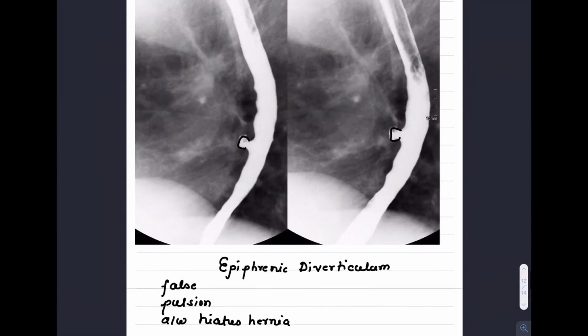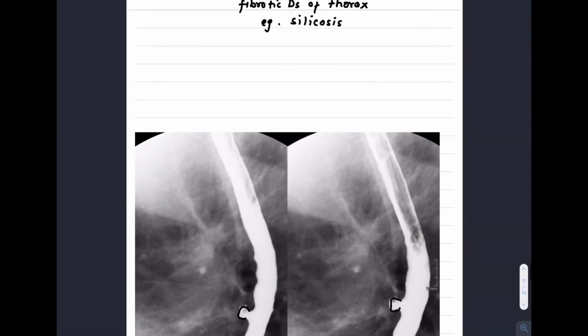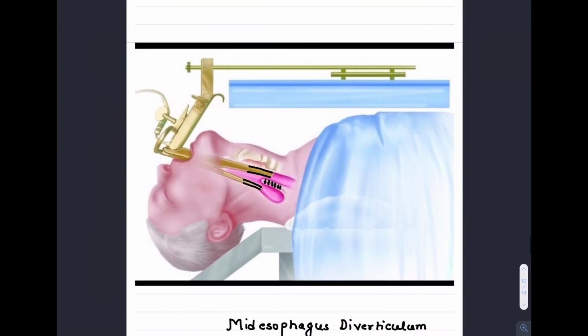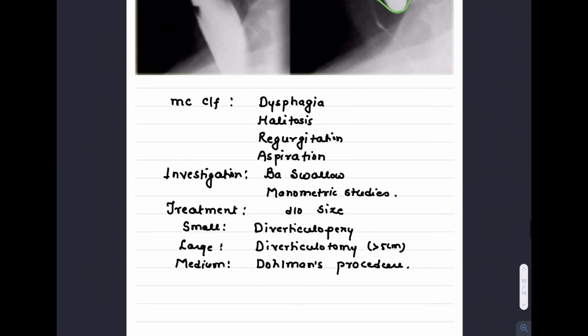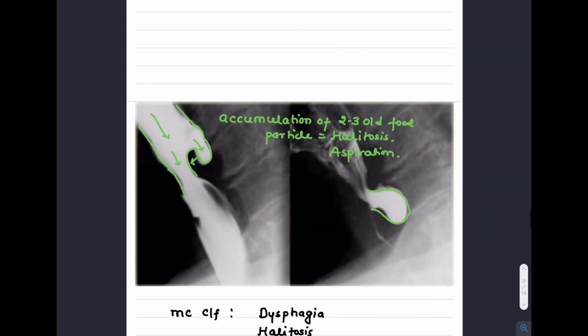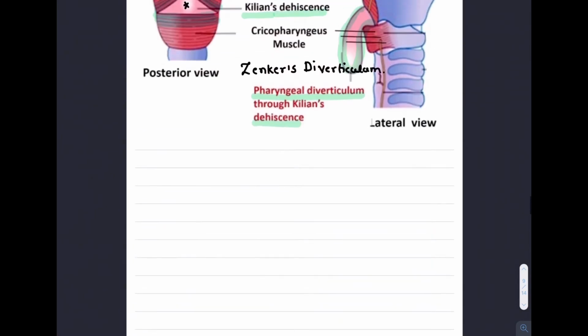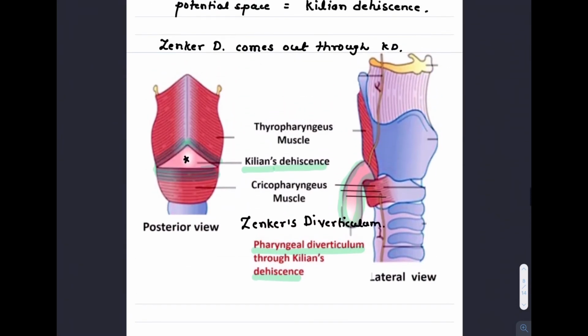Remember all those images: epiphrenic, mid-esophageal, Dolman's procedure, Zenker diverticulum, barium swallow, and the concept of Killian dehiscence.